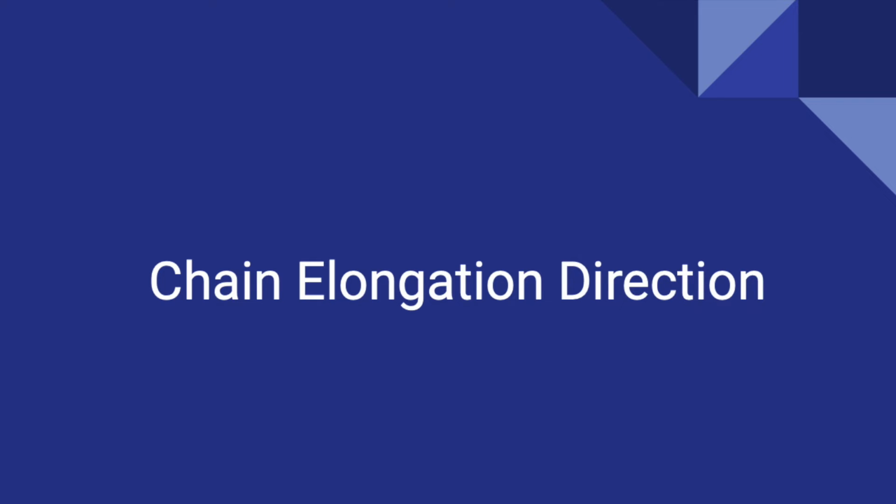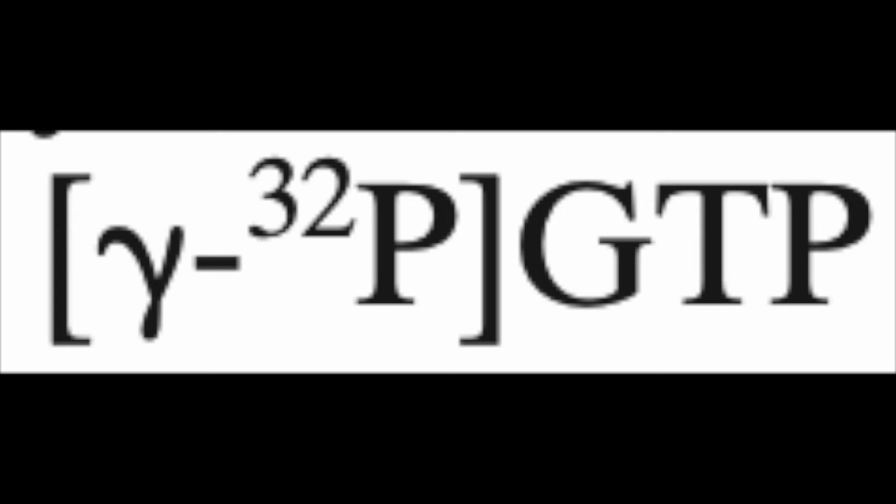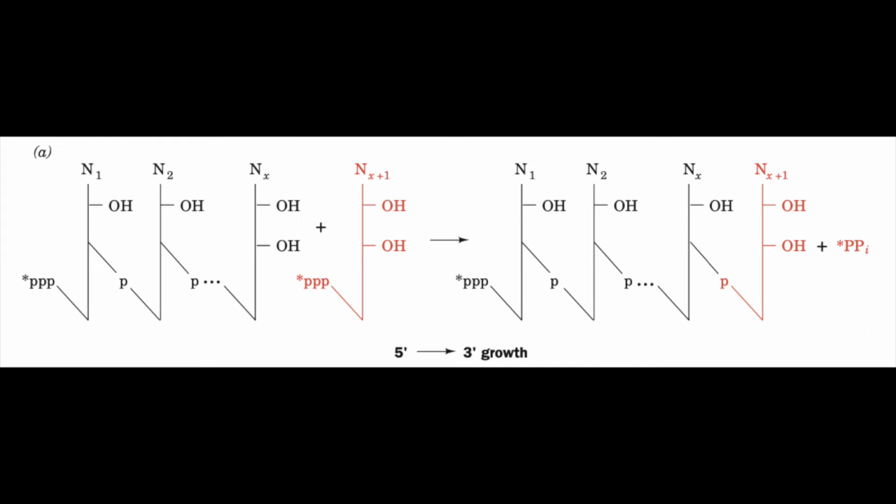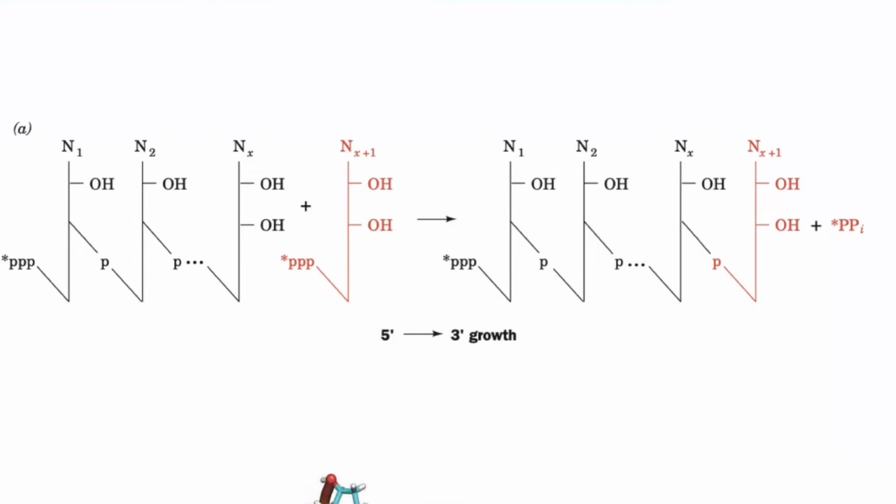The direction of RNA chain elongation was established by determining the rate at which the radioactive label from this molecule is incorporated into RNA. Based on this experiment, they found that RNA chain growth happens in the 5' to 3' direction. This is shown here in the picture. As you can see here, the 3' OH group allows for the elongation of RNA.